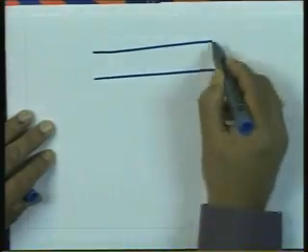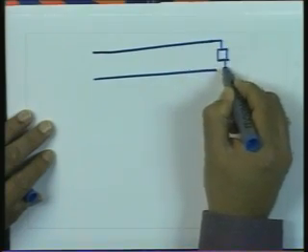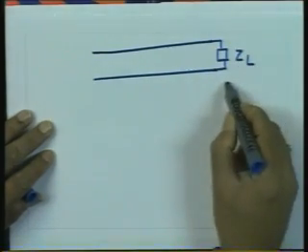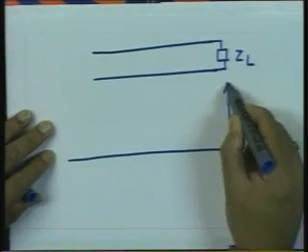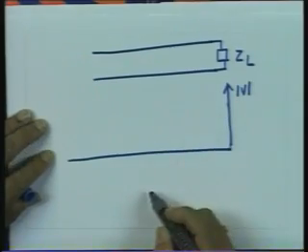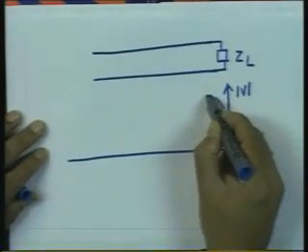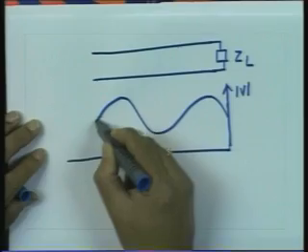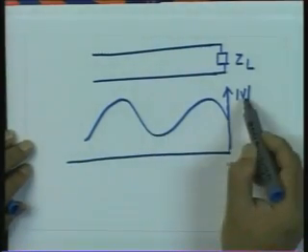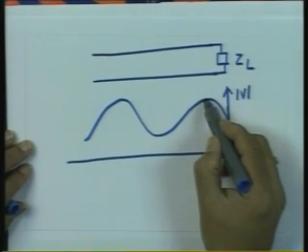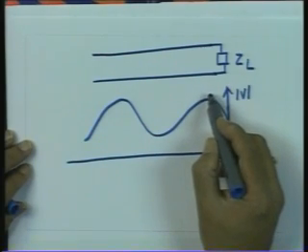So, if I plot the magnitude of the voltage on the transmission line, so let us say this is my transmission line, which is terminated in some load here, which is ZL, and I plot now the voltage and current on the transmission line. So, let us say I plot mod V. The mod V will have a variation which will go something like that. This is the location where magnitude of the voltage is minimum. This is the location where the magnitude of the voltage is maximum.